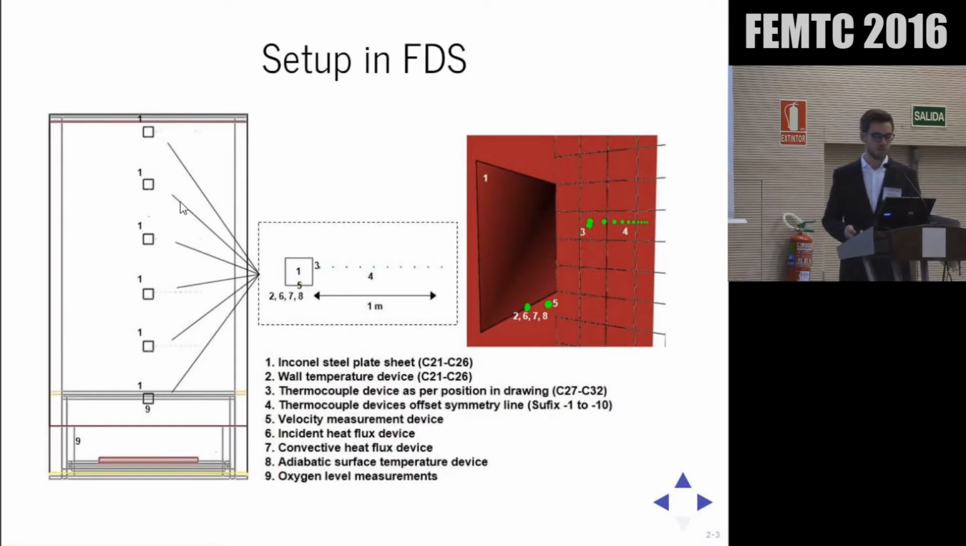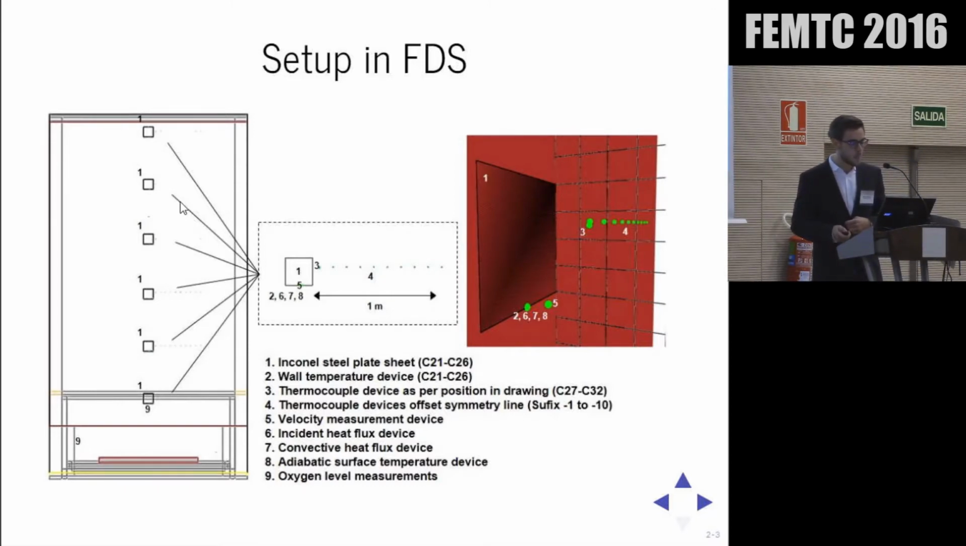So quickly, the setup in FDS. Here you see a quick setup. The far left picture shows the FDS setup from the front, and the pictures to the right show a close-up of the measurement devices. Measurements of the convective heat flux, the incident heat flux, and the adiabatic surface temperature took place at each height. And the temperatures retrieved from the plate thermometers were actually modeled in FDS.